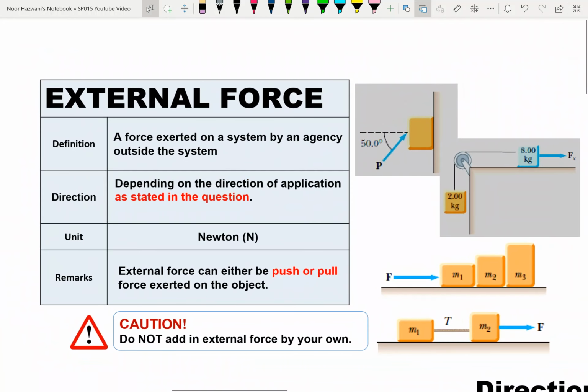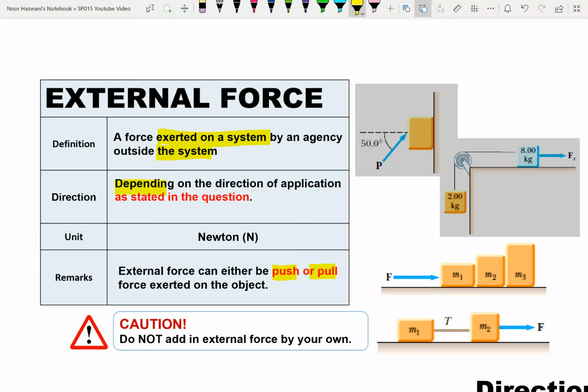Okay, so we start with external force. So external force tu apa? A force exerted on a system by an agency outside the system. So maksudnya ni yang tadi saya cakap, kita nak remarkskan dia mesti melibatkan push or pull. Tetapi kalau dalam soalan dia tak cakap ada penambahan forces, contohnya melibatkan pull or push, you jangan tambah sendiri forces tu dalam soalan. Okay, that's why dia punya directions adalah depends. Kita tak ada fixed direction yang kita boleh katakan.